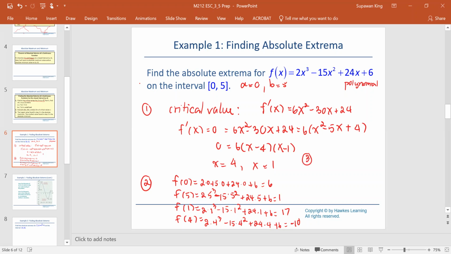And then step number 3, we look at the largest quantity that we found in step 2. For this case, 17 is the largest quantity. Therefore, f at 1, which is 17, is an absolute maximum value for this function. And the smallest number is negative 10. So f at 4 equals negative 10 is an absolute minimum value for this function.